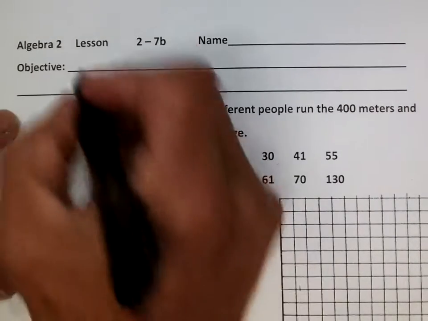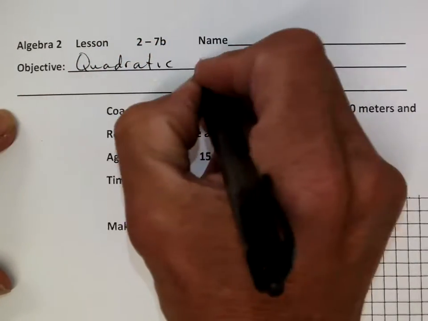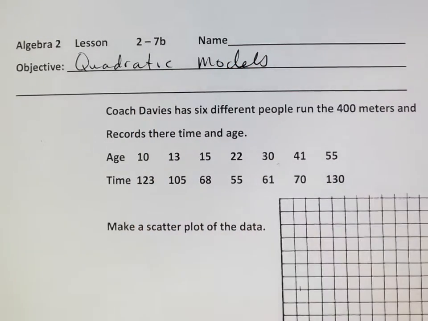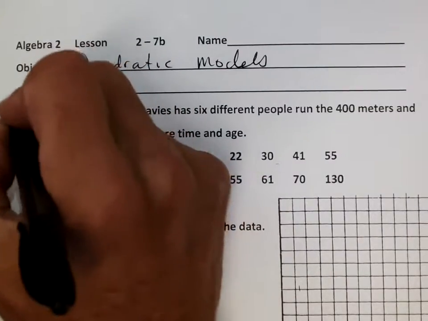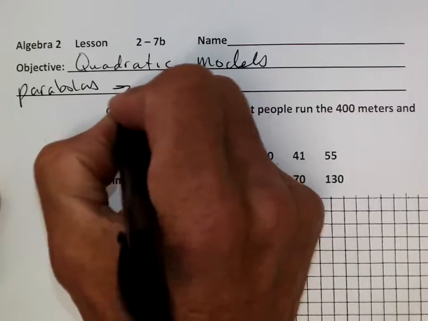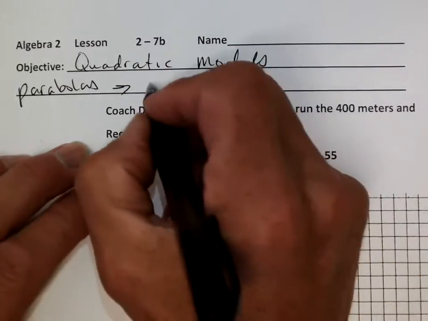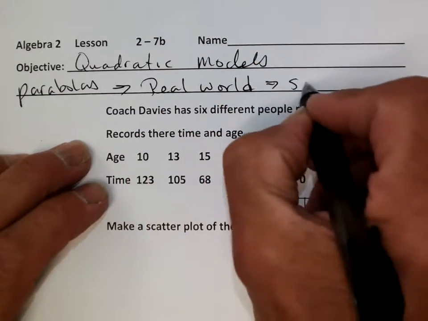Today's objective, we're looking at quadratic models. What the heck does that mean? Don't you love all this math lingo? That's why I still have a job, because I know what it means. Quadratics are our x squares, so those are our parabolas. And models is going to be like a real-world scatterplot.